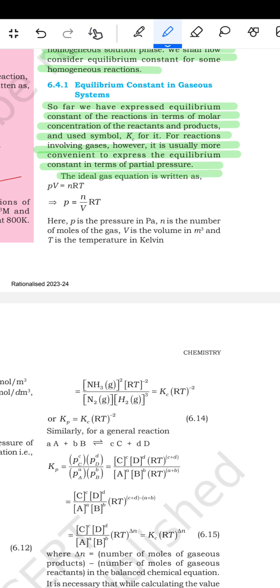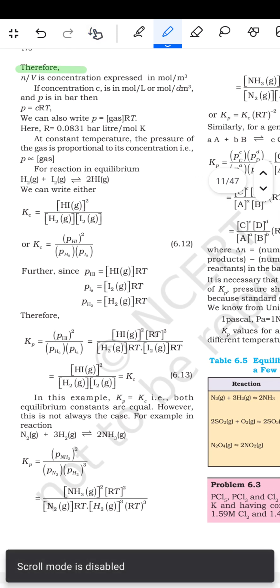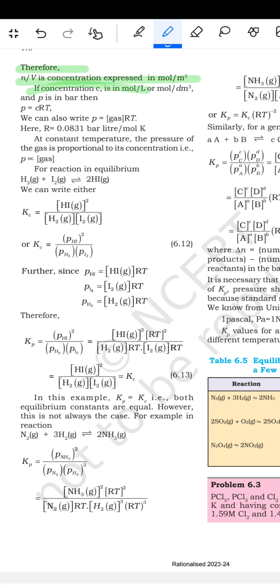The ideal gas equation is written as PV = nRT, that is, P = (n/V)RT. Here P is the partial pressure in Pascal, n is the number of moles of the gas, V the volume in meter cube and T the temperature in Kelvin. Therefore n/V is the concentration expressed in mole per meter cube.